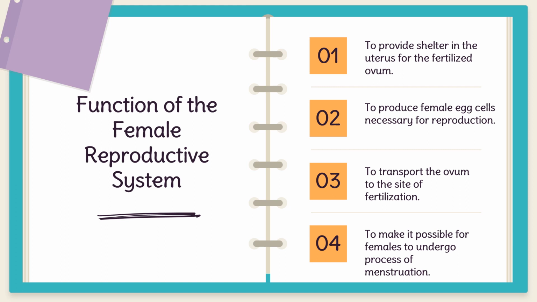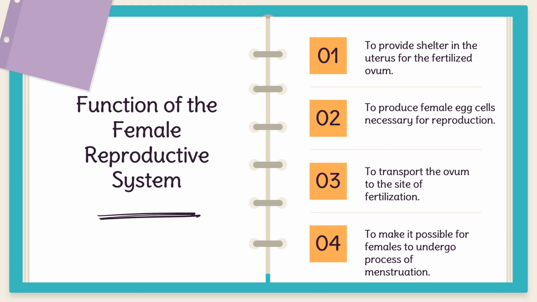Yung number 3 is to transport the ovum to the site of fertilization. Tinatransport daw ng ovum papunta doon sa site ng fertilization. At yung number 4 is to make it possible for females to undergo the process of menstruation. So, ibig sabihin, ang mga kababaihan ay nag-undergo ng menstruation.